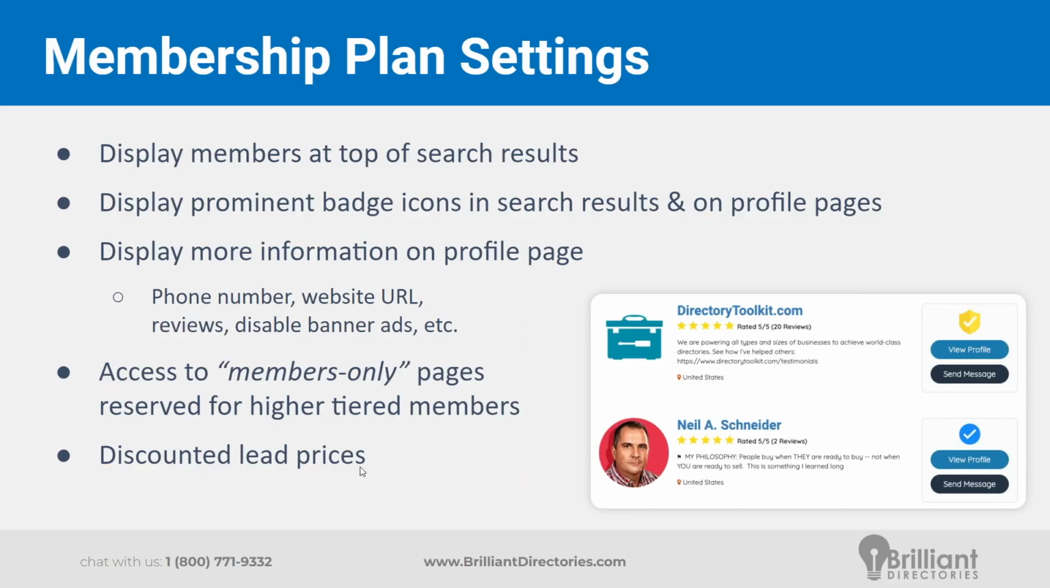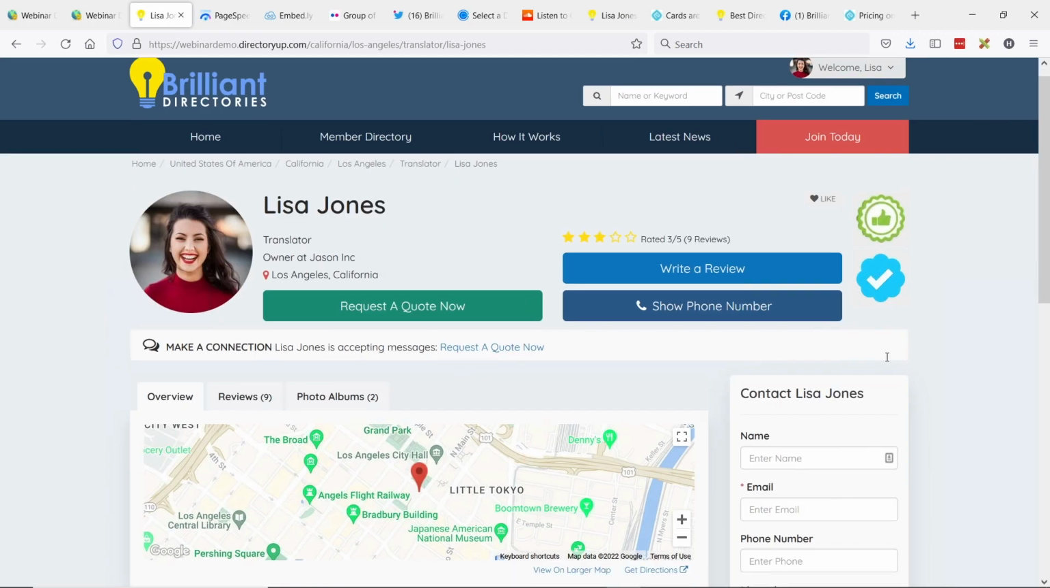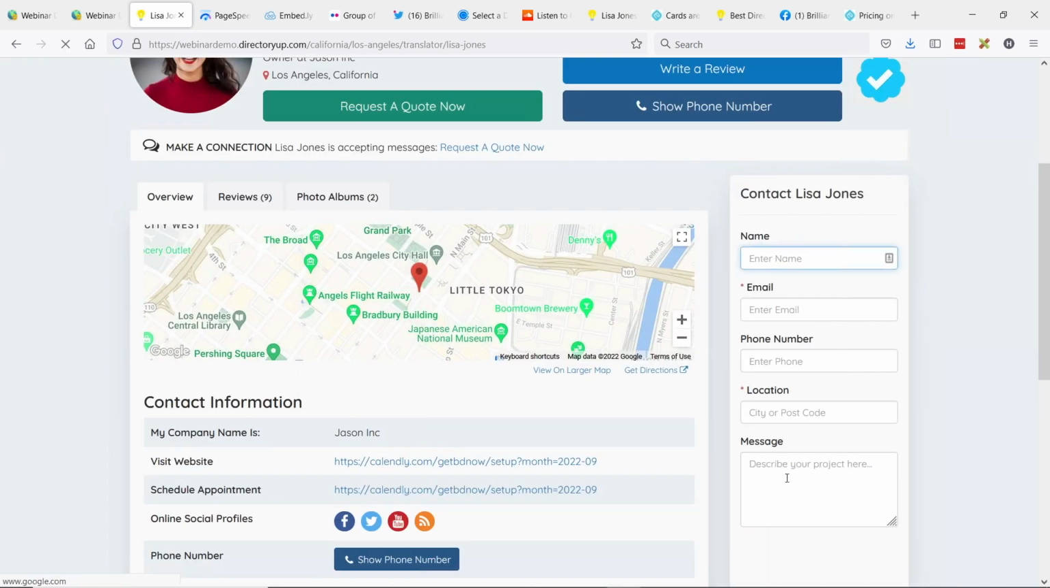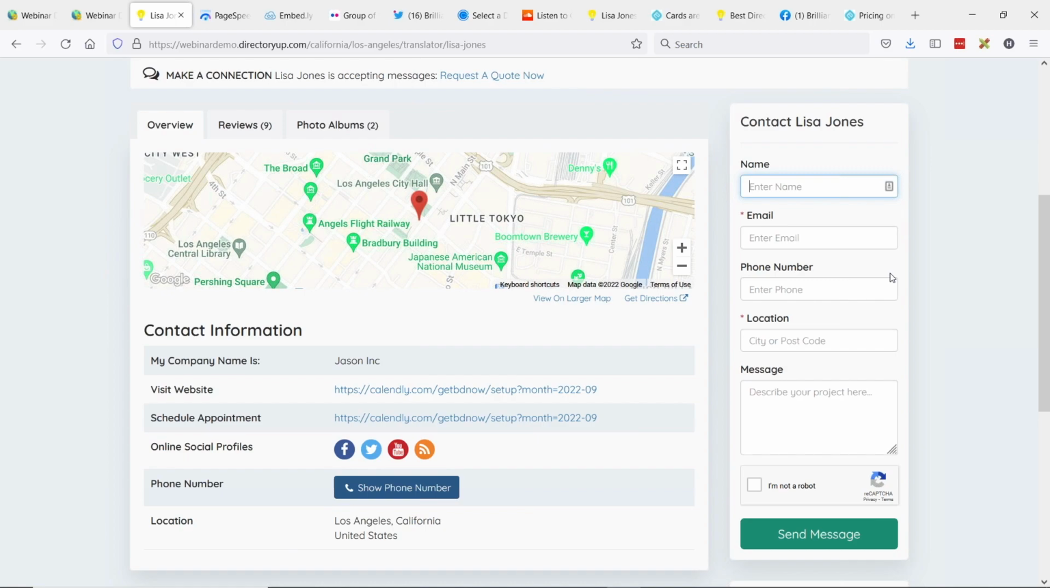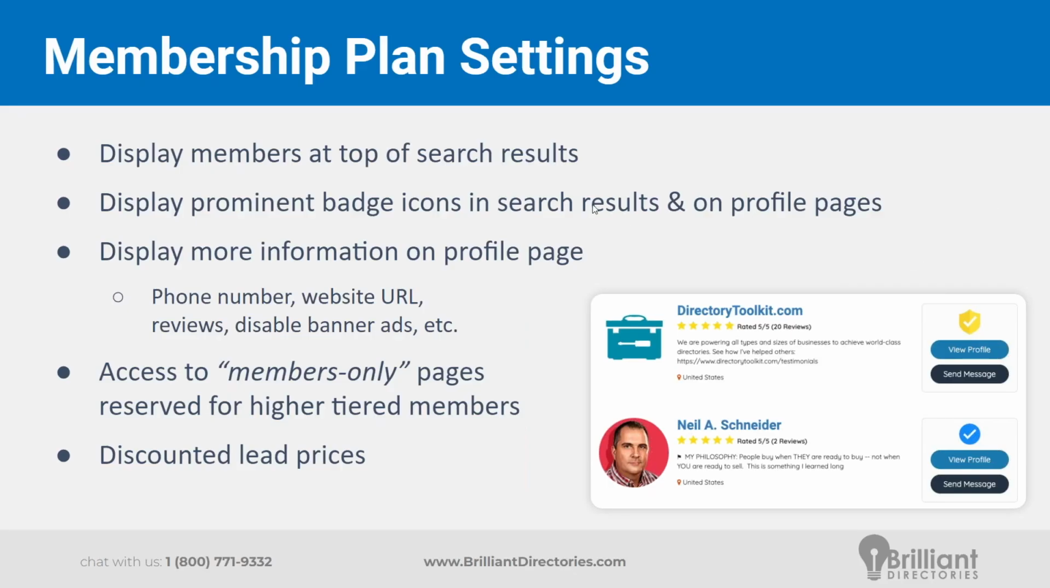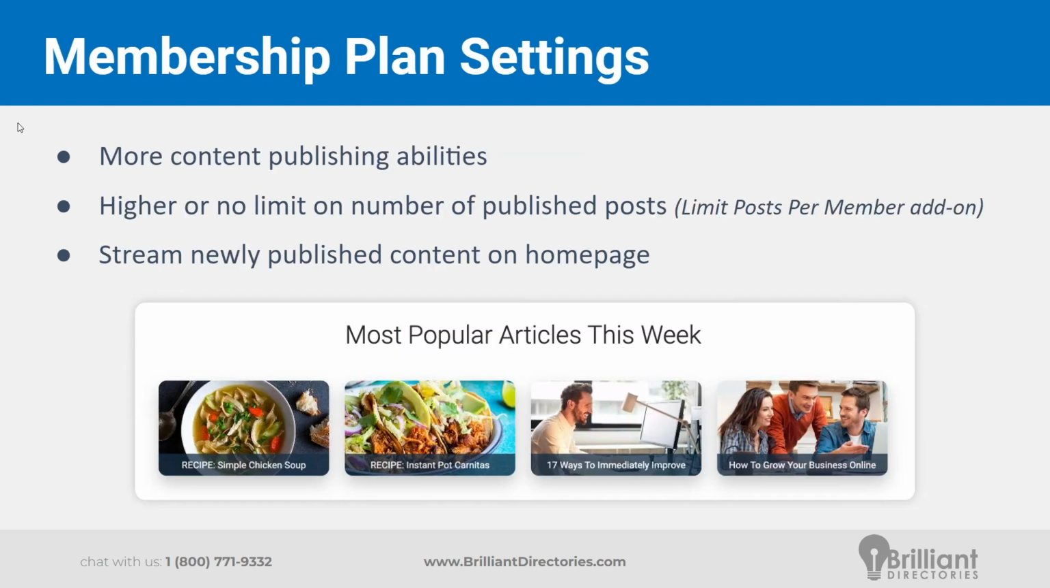And then of course, discounted lead prices. If you're selling members the leads that come from their profile pages, such as from these forms, the request a quote button, the higher tiered plans, maybe they're paying more monthly, but they get half price on leads, or whatever the business model is for that. So those are just some quick illustrations of the things David pointed out here. And again, there's a lot on this list, so I'm just going to go through these quickly as David explains them for us.